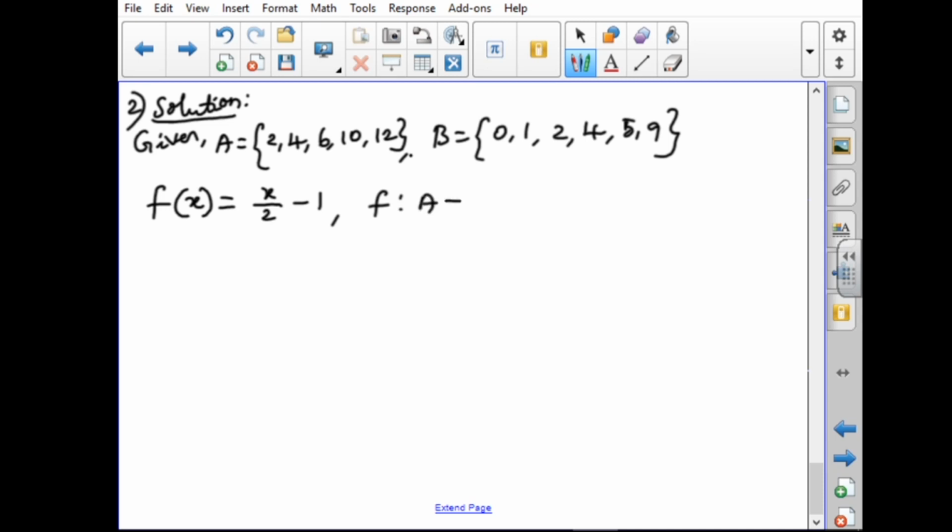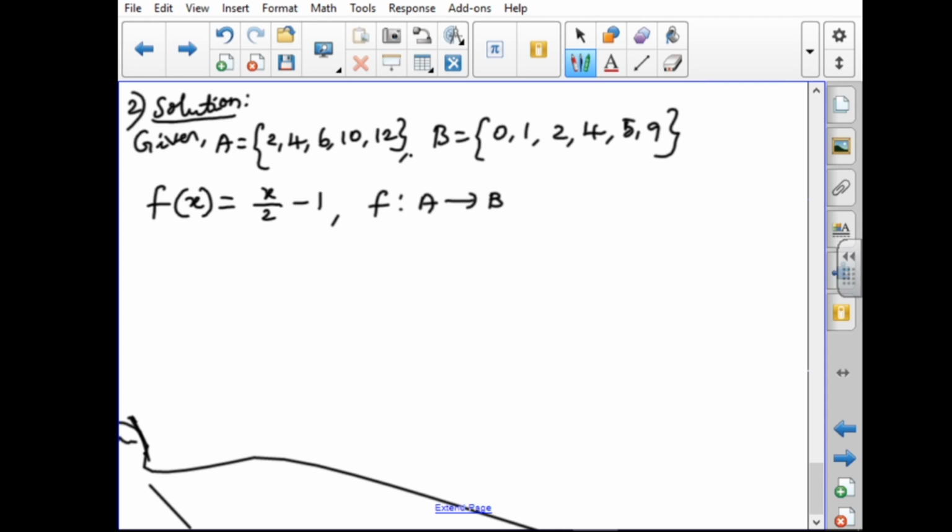The function is, the mapping will be A to B. First we have to give the set of ordered pairs. Next, a table, an arrow diagram and the graph. They have given f of x equal to x by 2 minus 1. Here x represents the elements of A. So we have to substitute the A values one by one here and we get the f of x values.